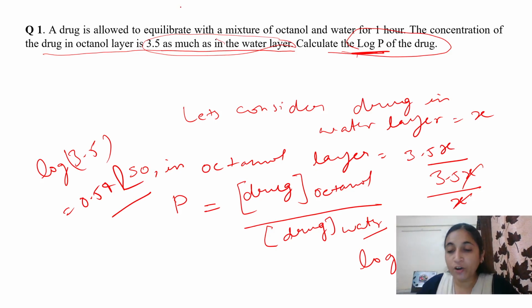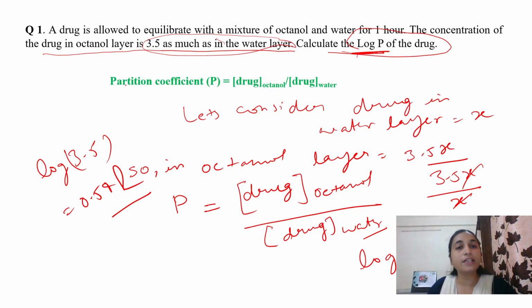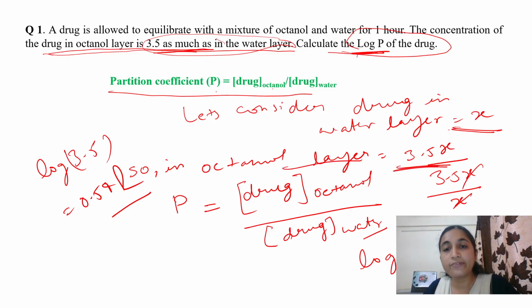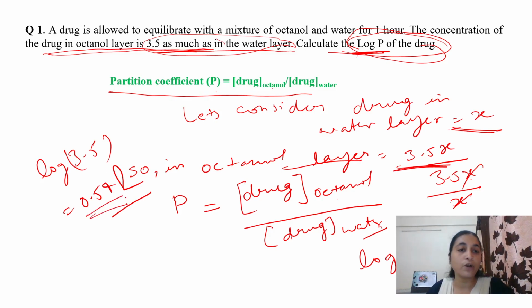So what we will do, we all know this formula, right? If you have studied certain classes, you must be familiar with this formula: partition coefficient P equals drug in octanol upon drug in water. Here it's given drug in octanol layer is 3.5 times. So let's consider drug in water layer is x. So drug in octanol layer will be 3.5x. So P equals 3.5x upon x, so x will cancel. So P equals 3.5. But they want us to calculate log P of the drug. So log P equals log 3.5, and log 3.5 equals 0.54.